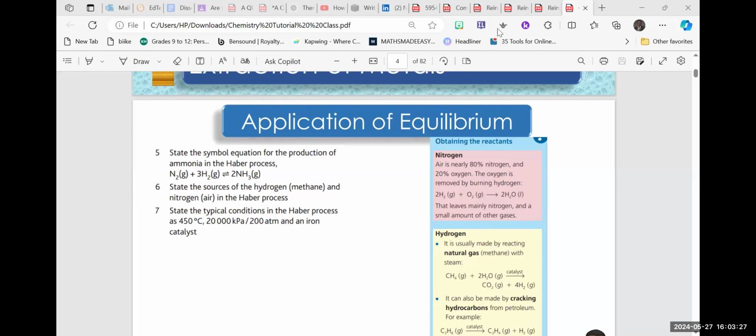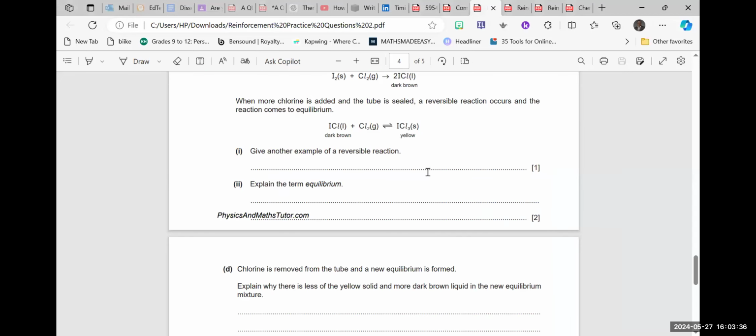Yes, it's a reversible reaction. Reversibility will lead to that, right? But let me show you a typical question. This is, for example, a past paper. You can see they are talking about reversible and they are saying explain the term equilibrium. So they can ask you to explain the term dynamic equilibrium. If they ask you to explain the term dynamic equilibrium, it's not just talking about reversibility, right?